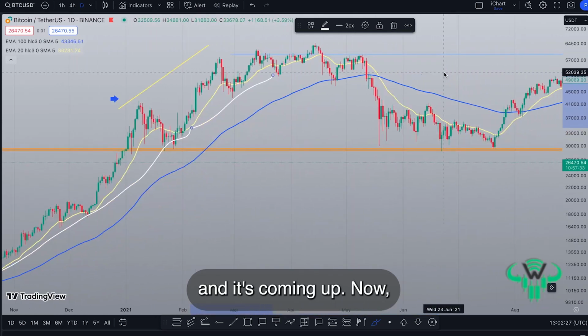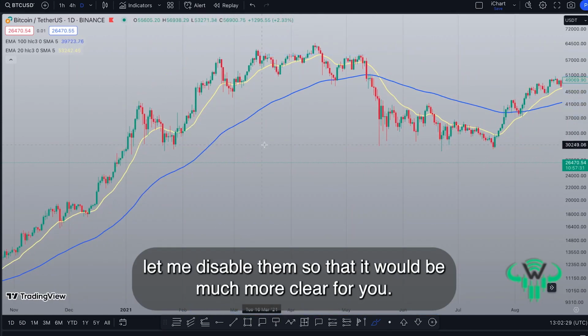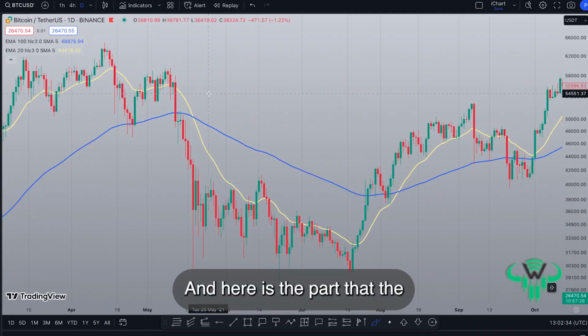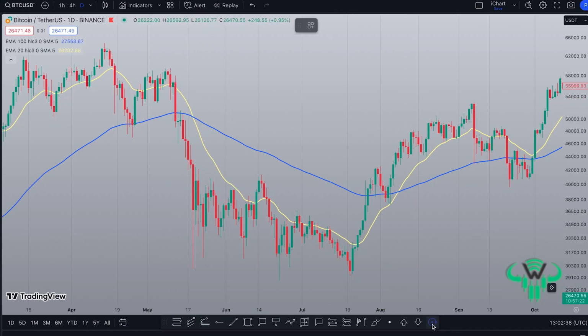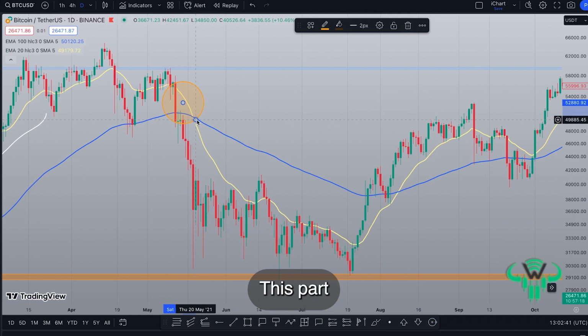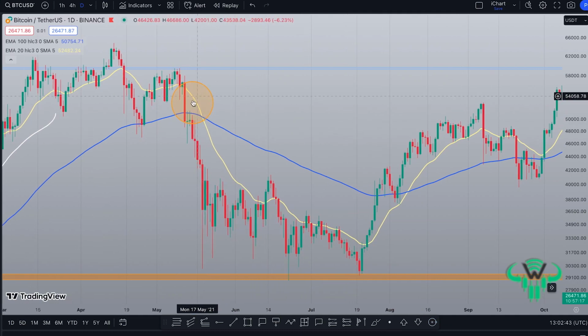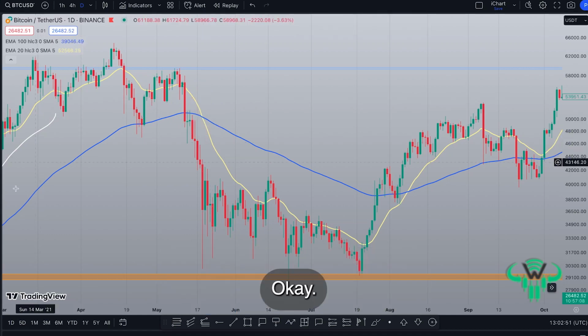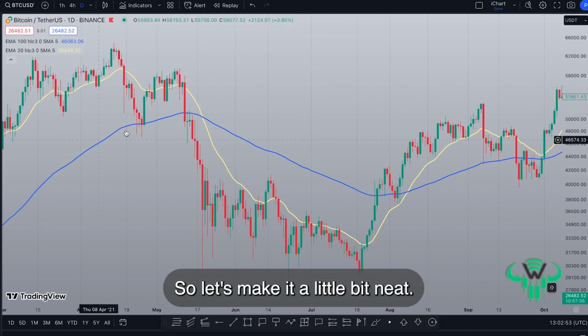Now, let me disable them so that it will be much more clear for you. Okay. And here is the part that the moving averages are collided. I mean, this part. This part is really vital for a trader who is trading with the indicator. Okay? So let's make it a little bit neat again.